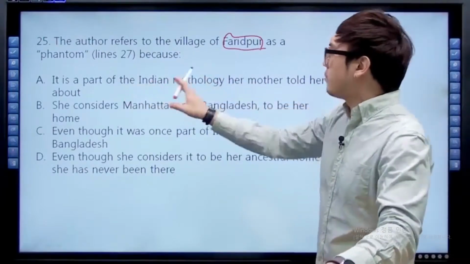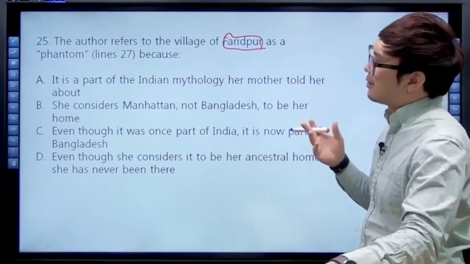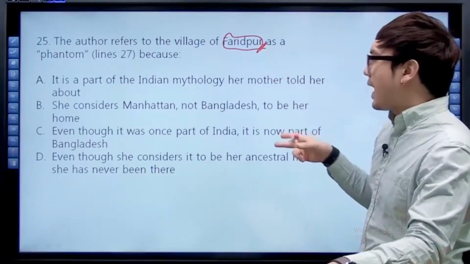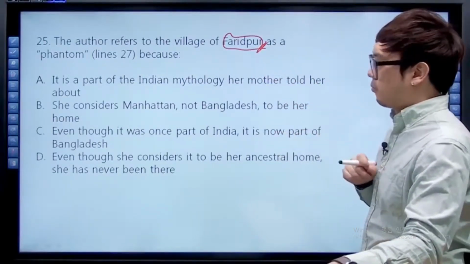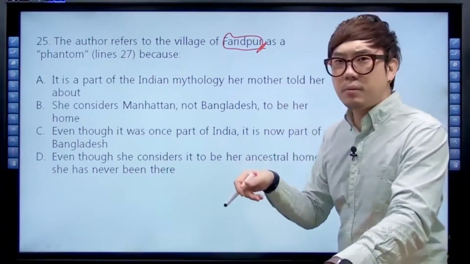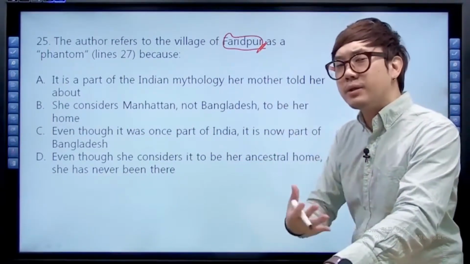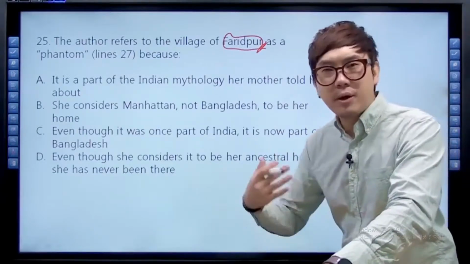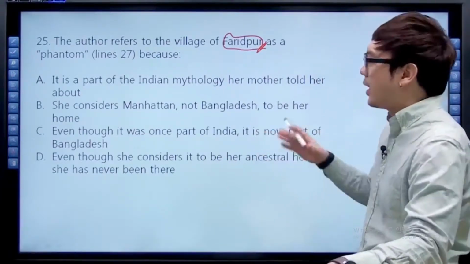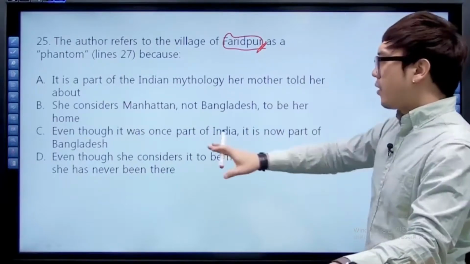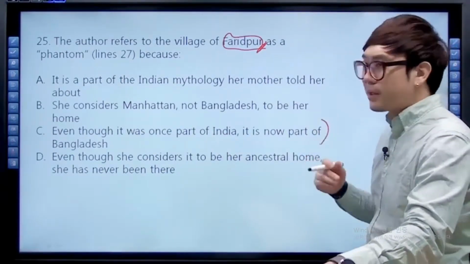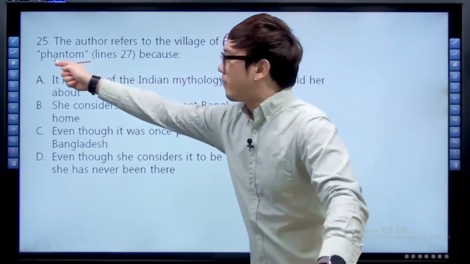It is a part of the Indian mythology her mother told her about. Well, not really. It's a village, not a mythology. She considers Manhattan, not Bangladesh, to be her home. Does she consider Manhattan to be her home? But when she says something about her heritage, Indian, right? Yet she doesn't really forget about her imaginative home. That's what she said in the lines. Even though it was once part of India, it is now part of Bangladesh. I guess that's also true. Yes, that's true, but that's got nothing to do with the word phantom.